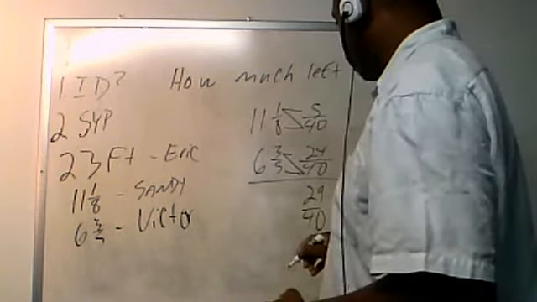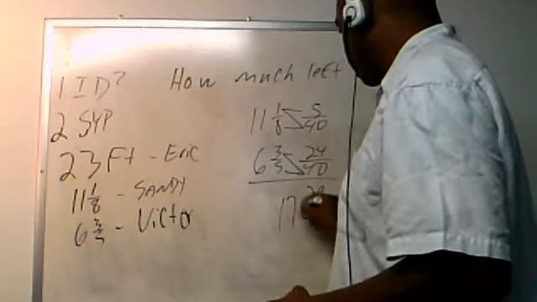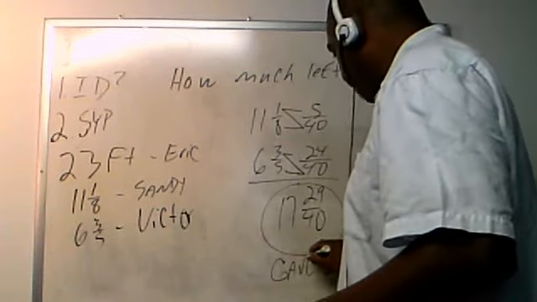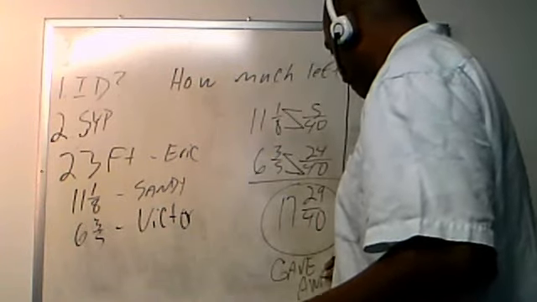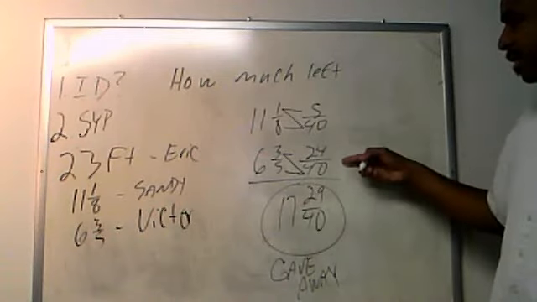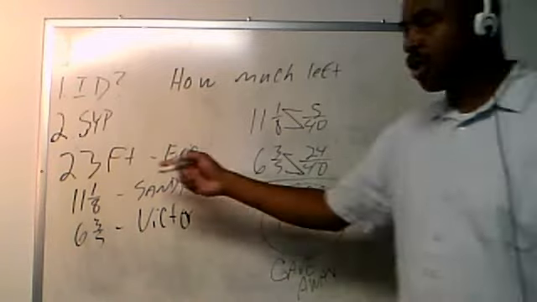Then 11 plus 7 is 17 29ths. So this is how much he gave away. So he gave away this much to Sandy, this much to Victor, and together that's 17 29/40. But he started with 23.